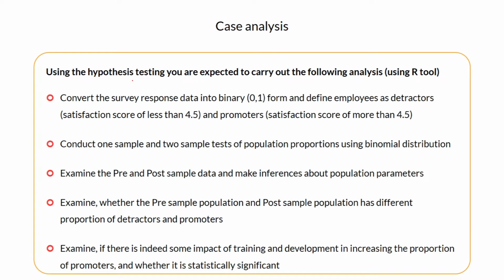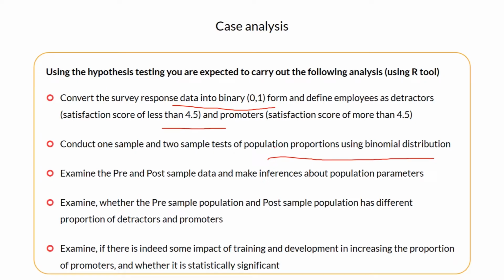Finally, we'll convert our survey response data into binary data that is in the form of 0 and 1 of promoters and detractors as we did in the first module. Those with a score of less than 4.5 are considered as detractors and assigned a value of 0. Those that are considered as promoters are assigned a value of 1 who have a score of more than 4.5. We'll model this data using binomial distribution and repeat all the one sample and two sample tests to make inferences about population parameters using the sample.